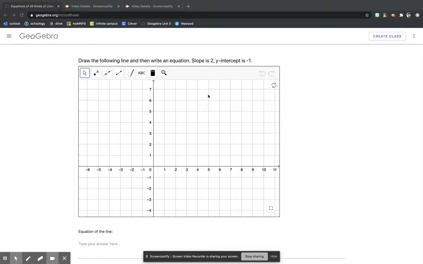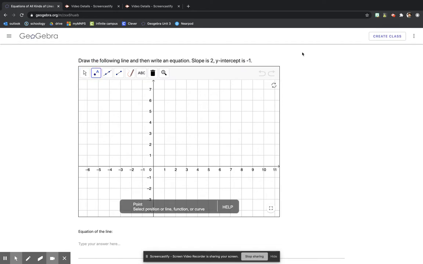Okay, so in our third video here, we're going to take a look at two more similar problems. This problem says our slope is 2 and our y-intercept is -1. So just like before, I'm going to go ahead and put a point on my y-intercept. It's -1. So I'm going to find my y-axis, the one that goes up and down. I'm going to place a point right there at -1.